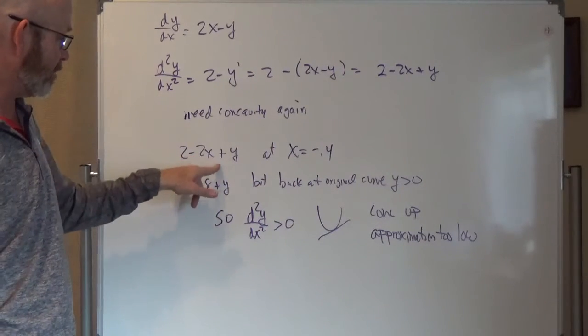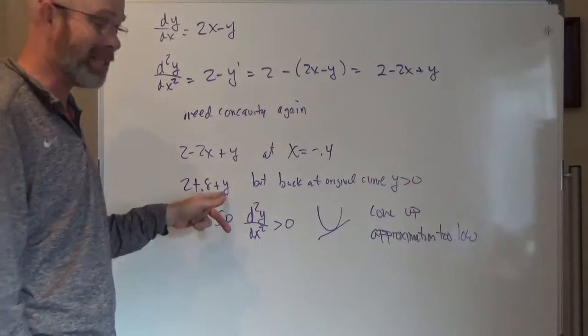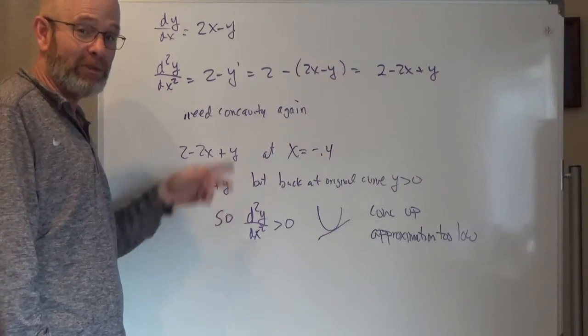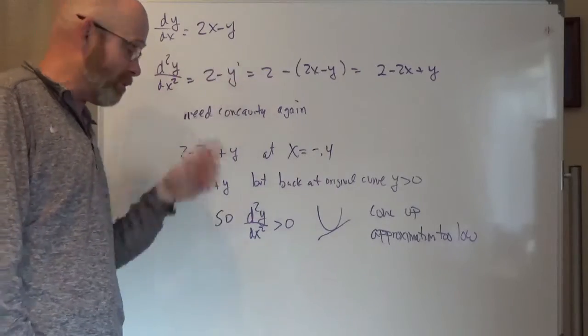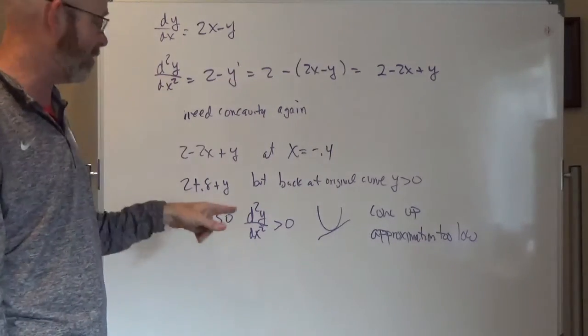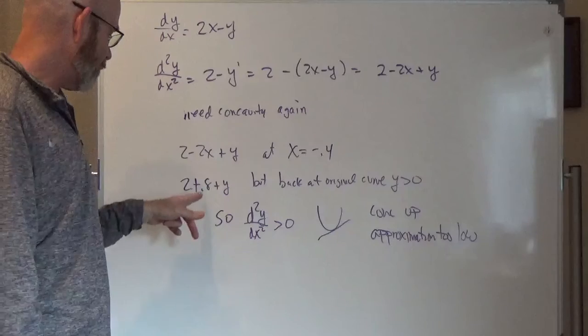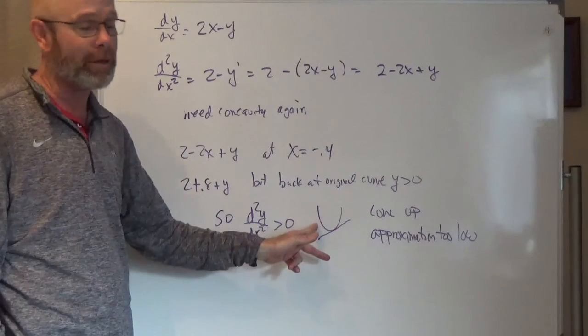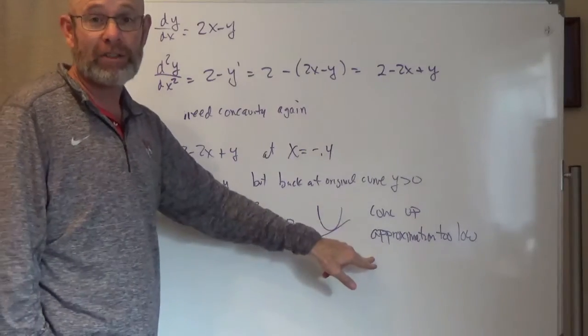So 2 minus 2x plus y, so I get 2 plus 0.8 plus this y. Here's the catch from before, remember that. I don't know what y is, but I do know we're on that curve that goes through the point (0, 1), so it has to be above the x-axis, so y has to be positive, which makes this number positive. So the second derivative is positive, which means it's concave up, which means the approximation is too low.